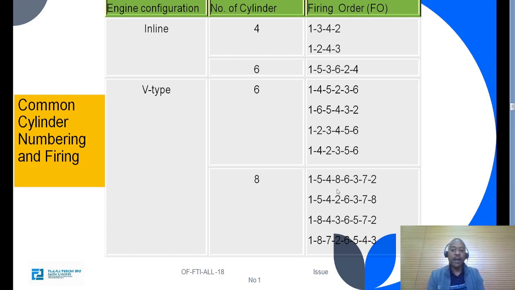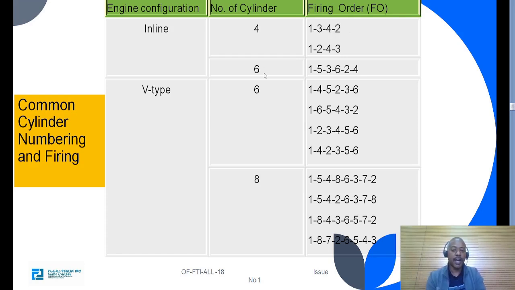Common cylinder numbering and firing. For the engine configuration inline and V-type, the number of cylinders is 4. The firing order is 1, 3, 4, 2 or 1, 2, 4, 3. The commonly used one is 1, 3, 4, 2.